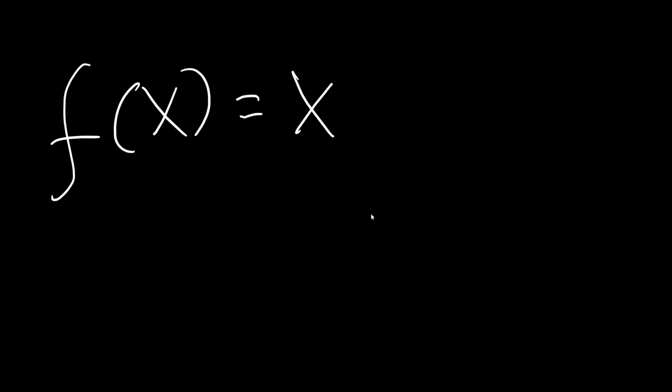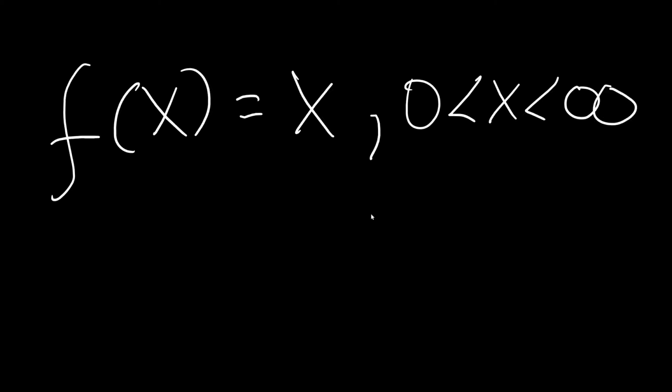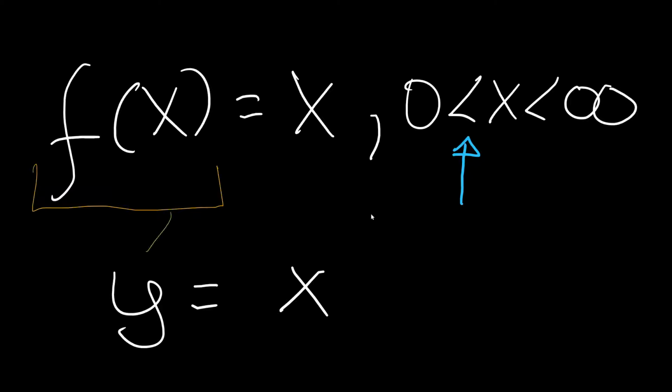Let's understand what it means to say a function has no minimum. Imagine f of x is just equal to x, and the domain, the set of allowed inputs, is 0 < x < positive infinity. We want to understand specifically the 0 < x part. Now recall that f of x is the same as writing y. So we can say y equals x, because f of x is equal to y, remember.